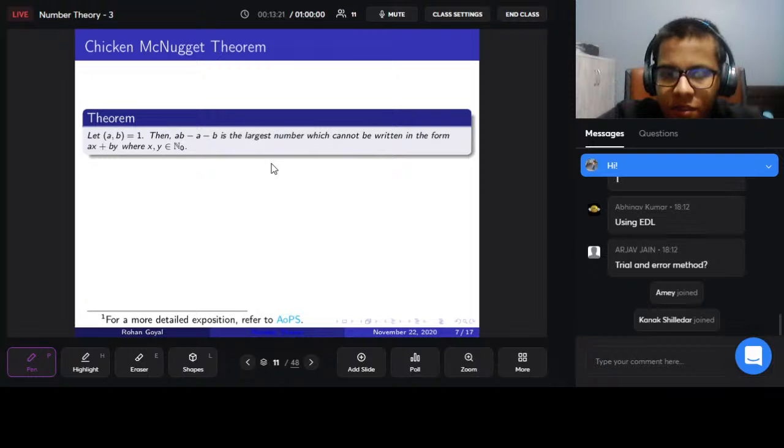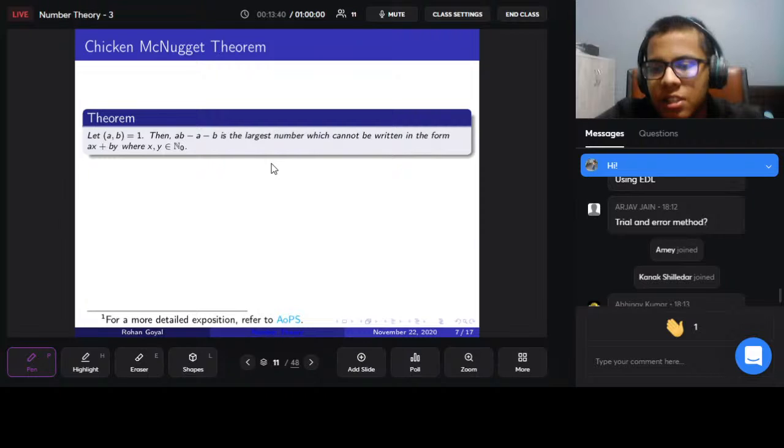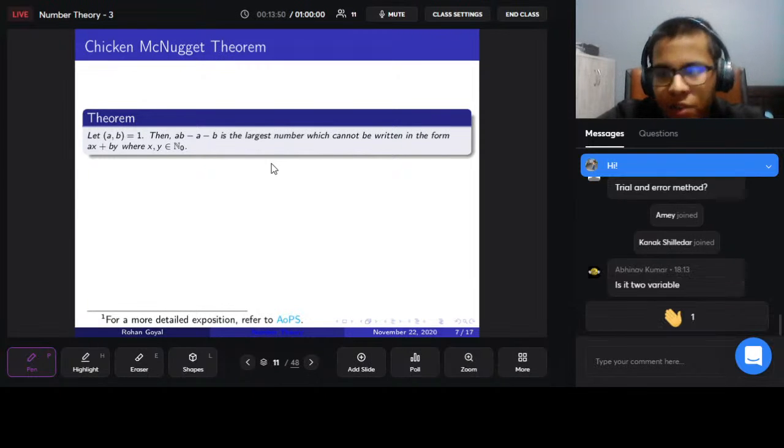While others think about it, I'll just give a brief introduction of what has happened till now to the ones who have just joined. We just covered Legendre's formula, which calculates the power of p that divides n factorial, and now we are covering the chicken McNugget theorem. You can look back at Legendre's formula after the lecture. It won't be necessary for now.